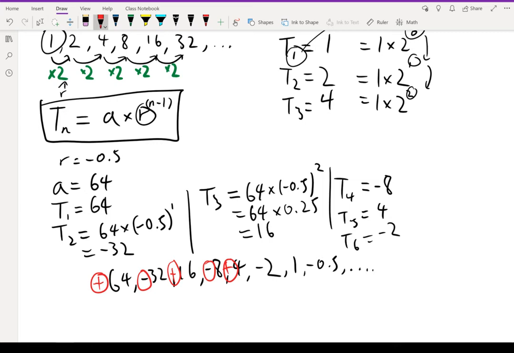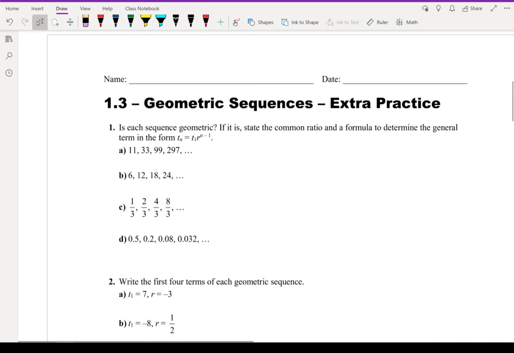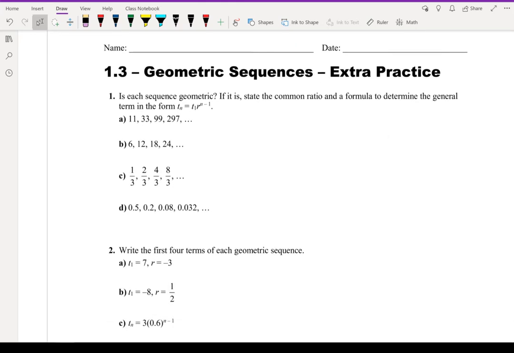So that is just the general form. I have here at the bottom some example questions of geometric sequences. I will go through some of them, and then I want you to try the rest of them on your own. So you might want to copy this onto a piece of paper and then try some of the questions here.